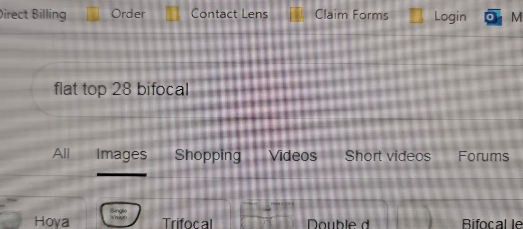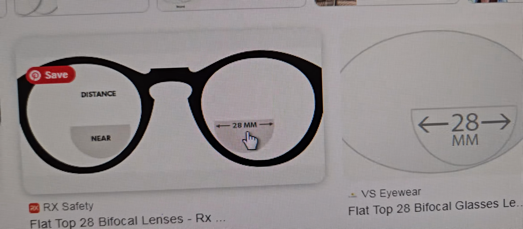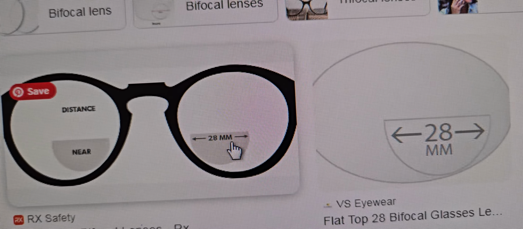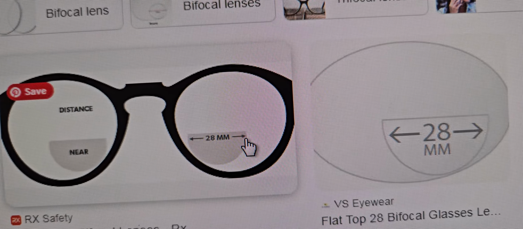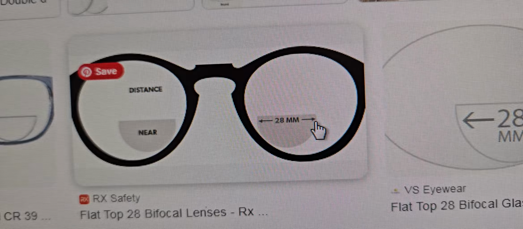So flat top 28 bifocal means this one. So this is 28, they are telling. The top portion is flat and the distance from this end to this end is 28. That's why it is flat top 28, we write while ordering the lenses.